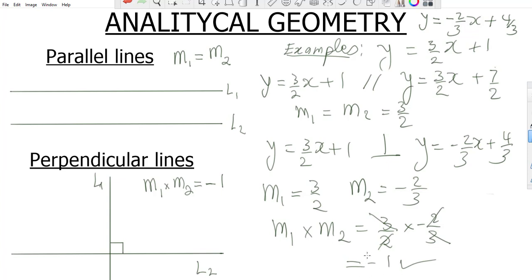So today we learned about parallel lines and perpendicular lines. Thank you.